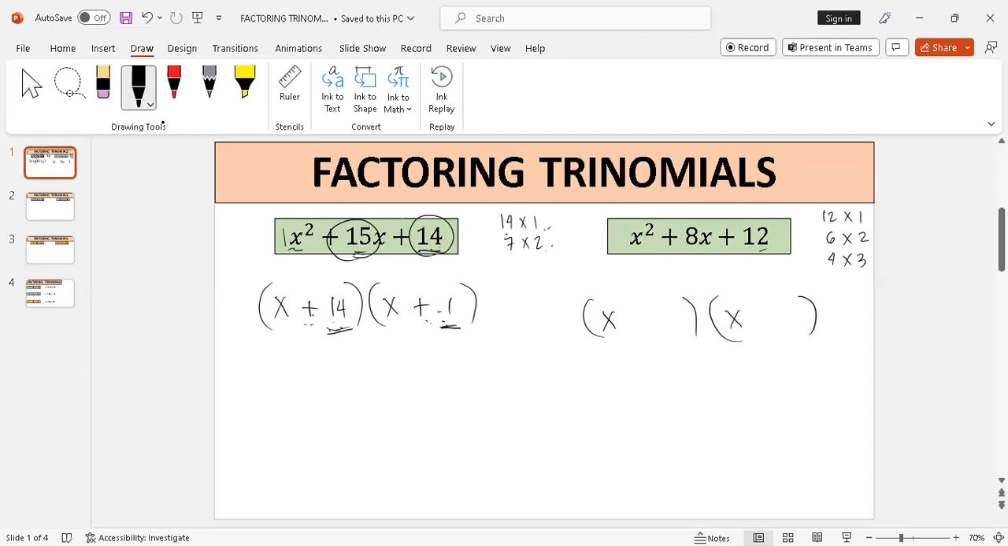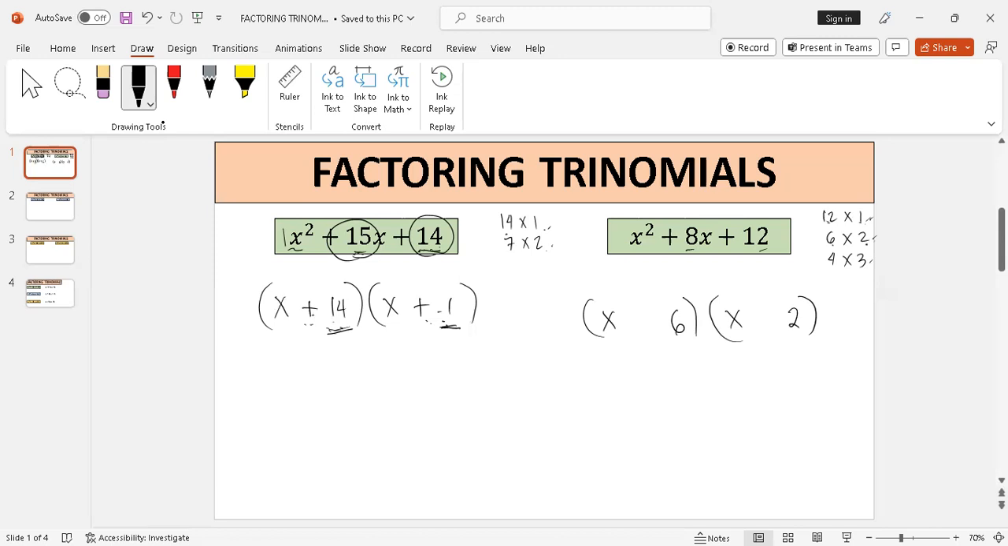Next, alin dito sa factors na ito na kapag pinag-add or pag pinag-subtract nyo, ang magiging sagot ay yung middle term which is 8. Let's try 12 and 1. 12 plus 1 is 13, so cannot be. Let's try subtraction. 12 minus 1 is 11. Cannot be also. So, let's try 6 times 2. 6 plus 2 is 8. So, pwede siya. Siya yung magiging factors na ilalagay natin dito.